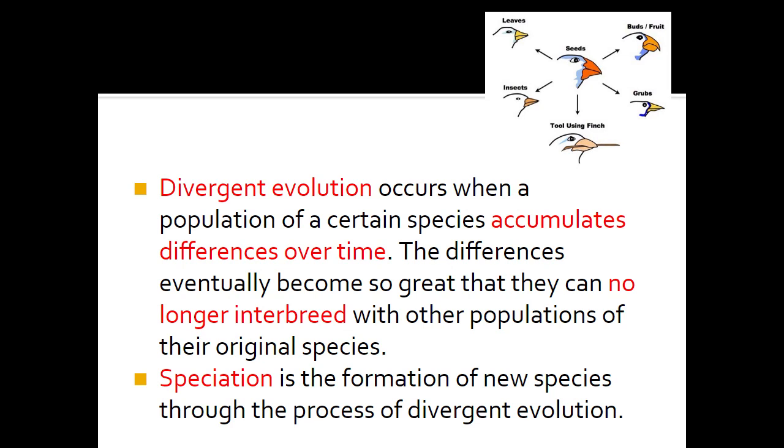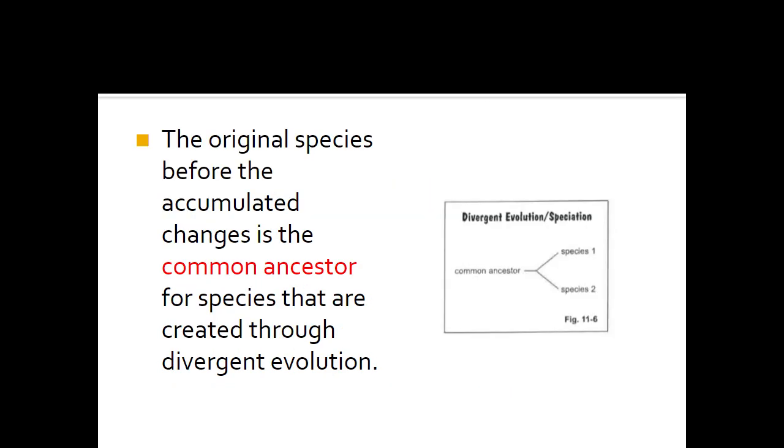As a result of divergent evolution over time, eventually the differences become so great within these different species that they no longer interbreed. And there's a variety of reasons for that. But when that happens, that's called speciation, the formation of new species through the process of divergent evolution. So the common ancestor, we know, is the original species before the changes occurred, and then the new species are created through divergent evolution.